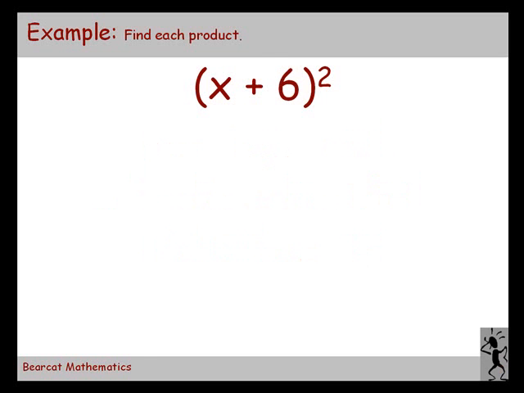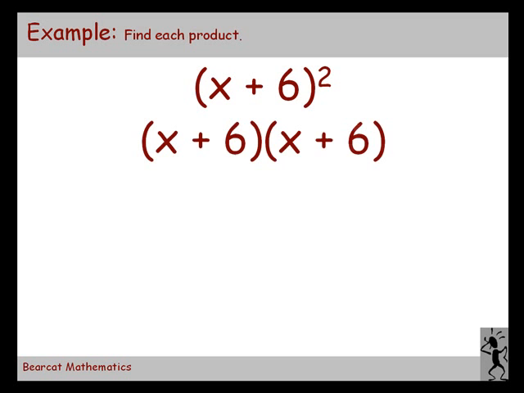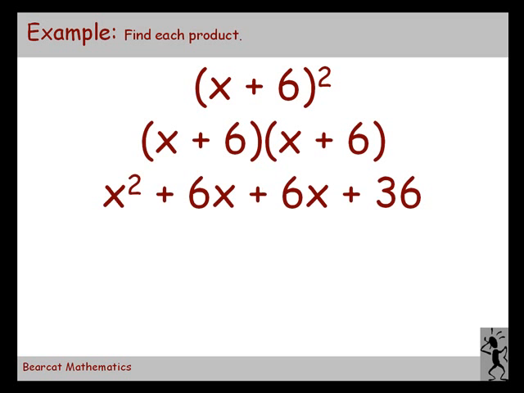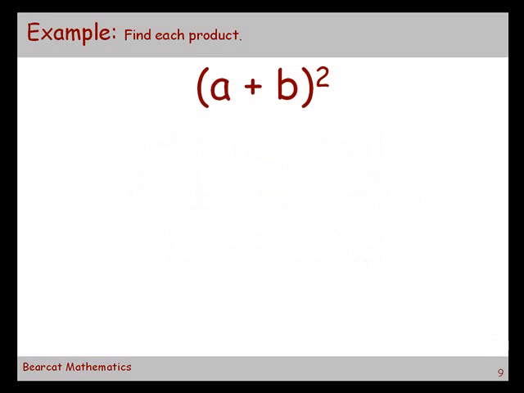And at some point right about now, you should be thinking, I see a pattern. I think I can do this without doing all the steps, and some of you guys are already there. So what's the pattern? X plus 6 times x plus 6 is going to turn out to be x squared plus 12x plus 36. What if it's an a and a b?